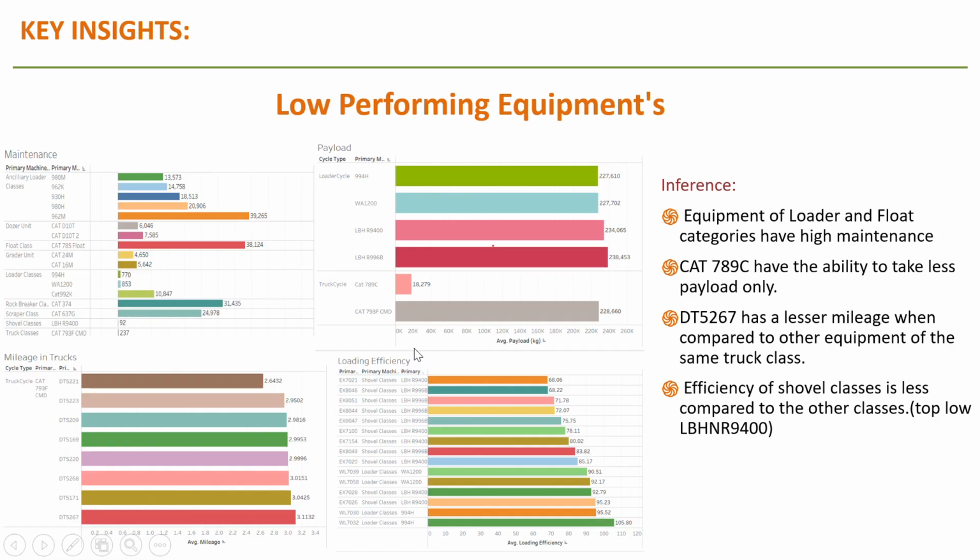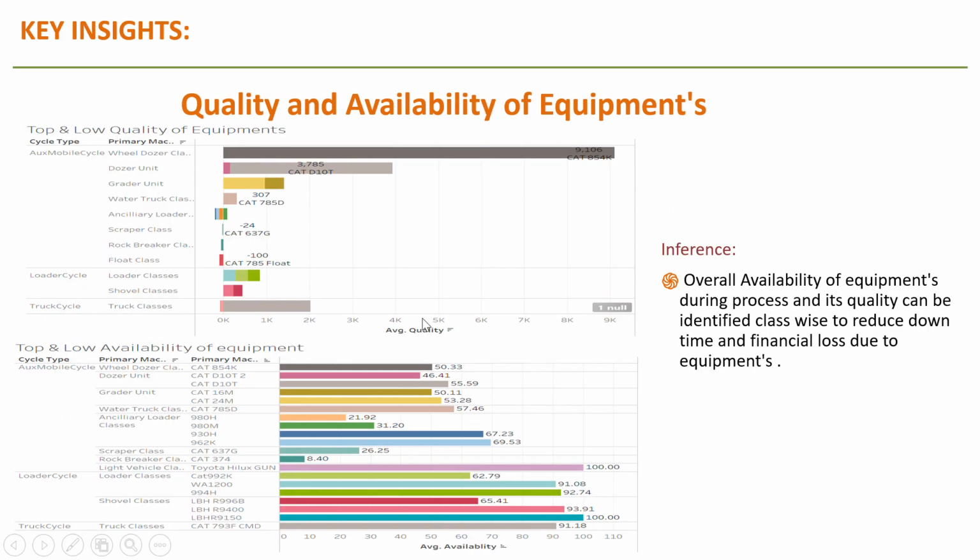Subsequently, if we consider the low performing equipments, these are the ones which have low mileages and high maintenance. If we come to the quality and the availability of the equipments, the overall availability of the equipments during this process and its quality can be identified class wise, in order to reduce the time and also reduce the financial losses due to equipments.